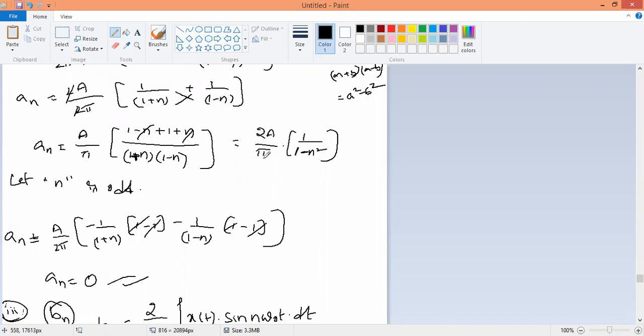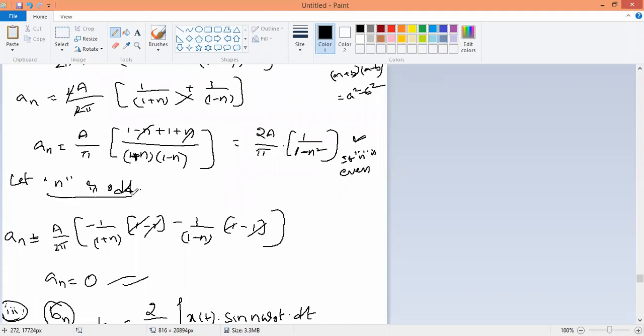2a by pi into, what is the (a plus b) into (a minus b) value? A square minus b square. Now same, here also (1 plus n) into (1 minus n) is there. A square minus b square, 1 square minus n square. Now 1 square value is 1. 1 minus n square. It is the an value if n is even. Now if n is even, an value is this one.